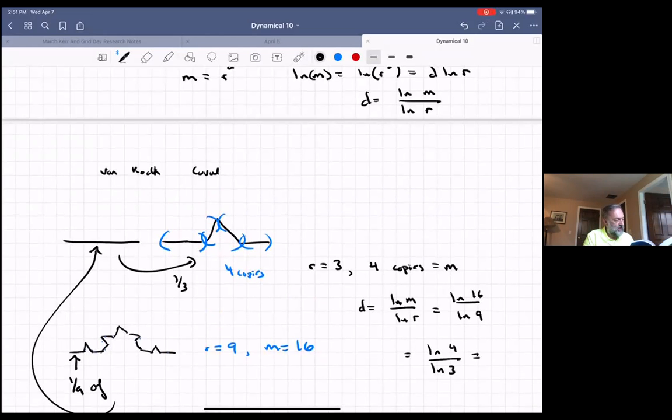I think the book works it out. Well, they just tell us that number. But it's more than 1. It's 1.26. All right. So that's the similarity dimension of the von Koch curve.